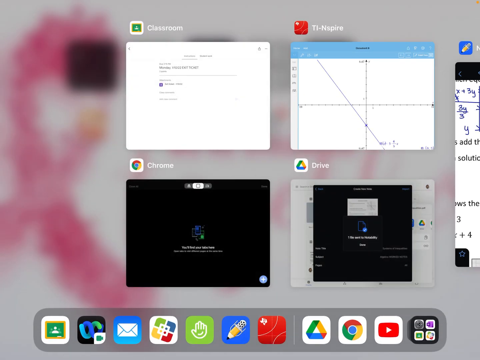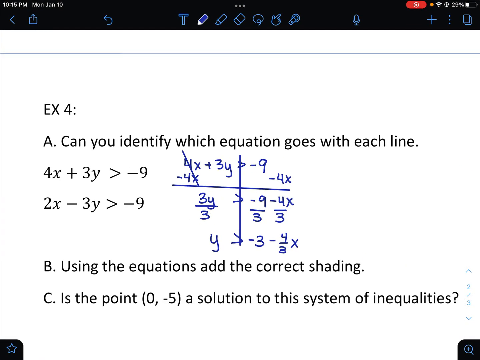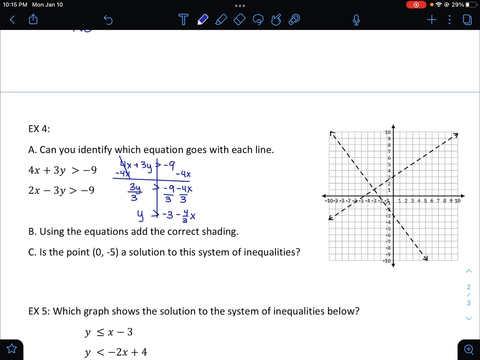So when I go back to my notes, we want the one that is going through negative 3. That's this line right here. So this would be number 1. And this would be number 2. So just by solving one of the equations, we were able to identify which line went with each.